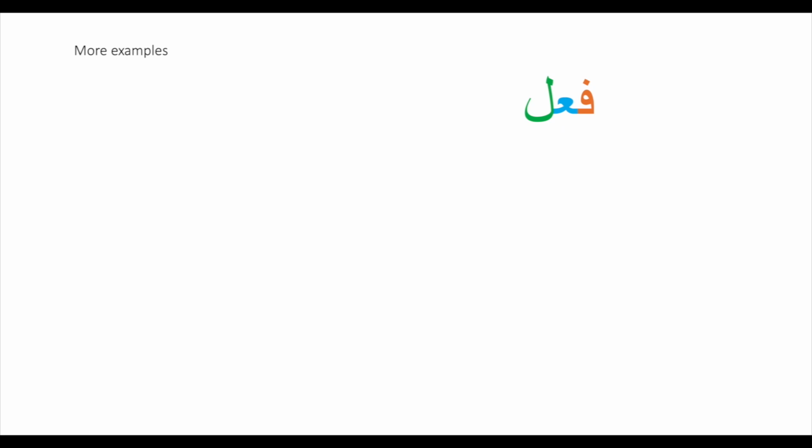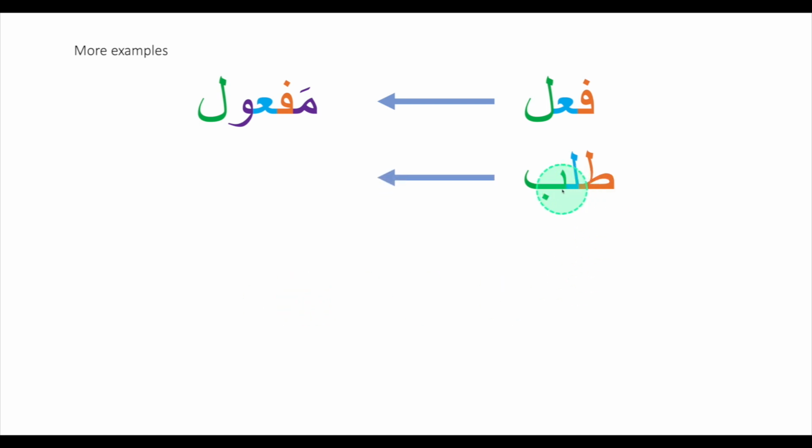Let's have a look at a number of examples. So again, that's the فعل form, and مفعول is the passive form. So you've got طلب, which means to order or request, and if you change it, it becomes مطلوب, requested or demanded.